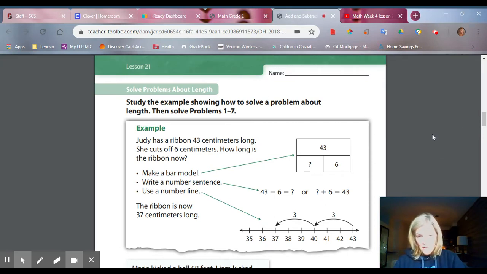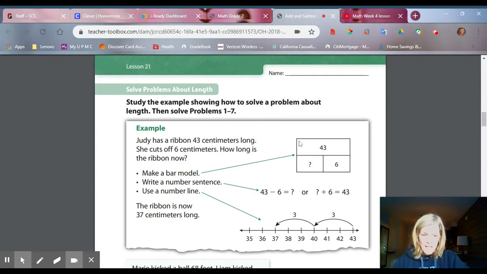All right, let's go to page 229, lesson 21, week 4. We're solving problems about length using a few different methods, a few different ways. Looking at the example of Judy with a ribbon that is 43 centimeters long, and she cuts off 6 centimeters. You want to know how long the ribbon is now.